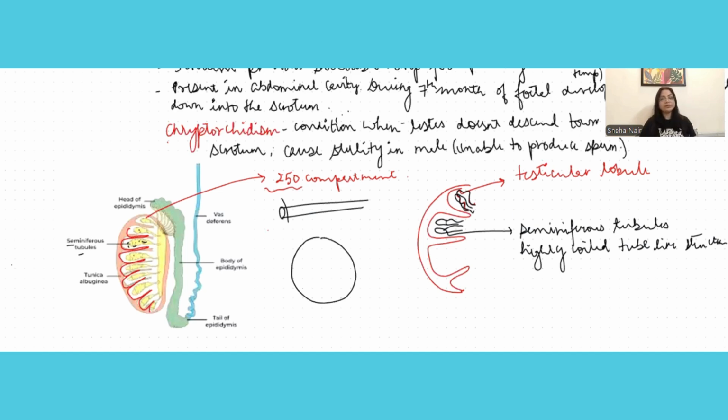So in the seminiferous tubule, very important cells called spermatogonia are present. What is spermatogonia? Spermatogonia are the cells that will give rise to sperm.